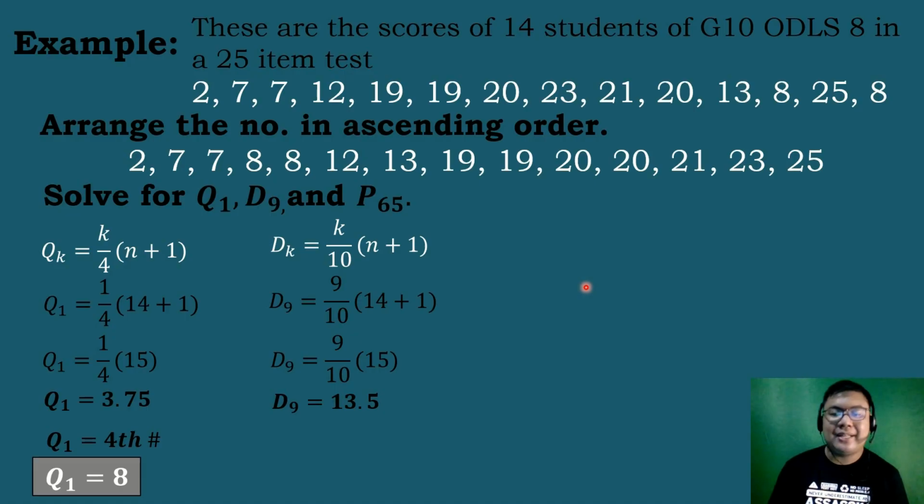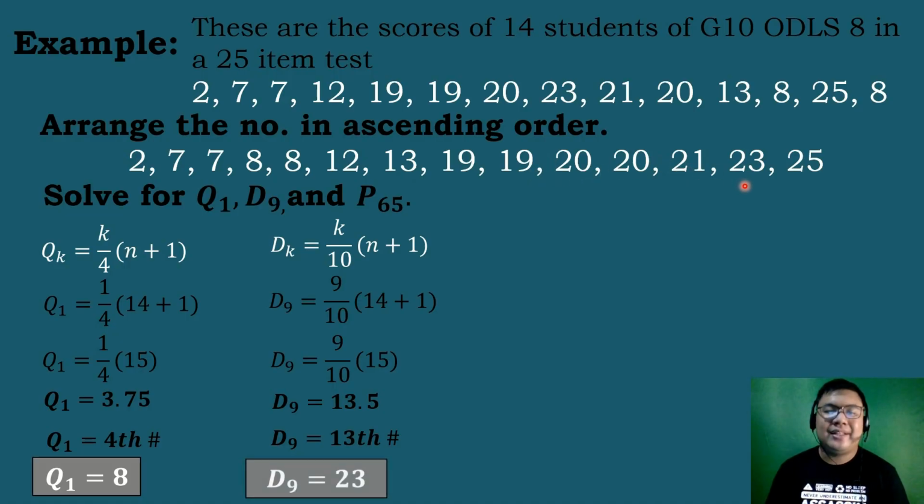So it is located at the right side of the distribution. And if that is the case, the rule here is to round down the number. So 13.5 will just be equal to 13. And that is the 13th number of this course. So we will count it to get the value of decile 9. 1, 2, 3, 4, 5, 6, 7, 8, 9, 10, 11, 12, 13. So the value of decile 9 is equal to 23.